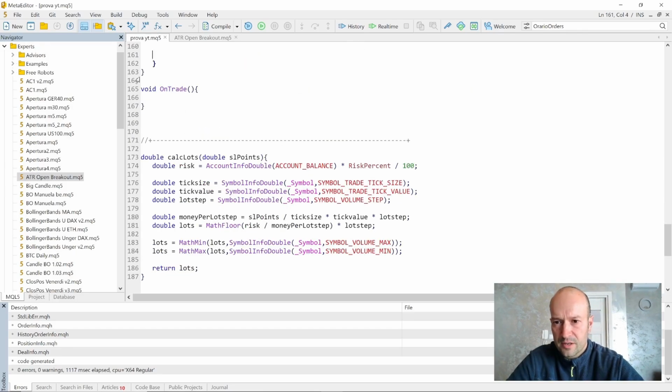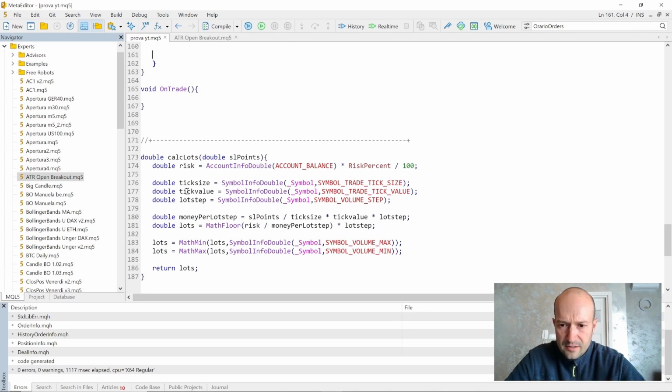I always add this function at the end after all the others in the program, so after on trade, on tick, etc. I usually make a line and insert all the functions that I will then call in the code. So we have this function called calclots, and here in the first line we define the risk because we read with this account info double the balance we have in our account multiplied by the percentage risk divided by 100 that we defined at the beginning. So this is the risk in euros or dollars, depending on your account, that you are willing to lose if the trade goes wrong. Then I define the tick size, again with symbol info double.